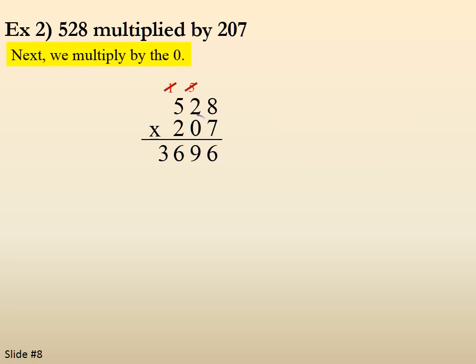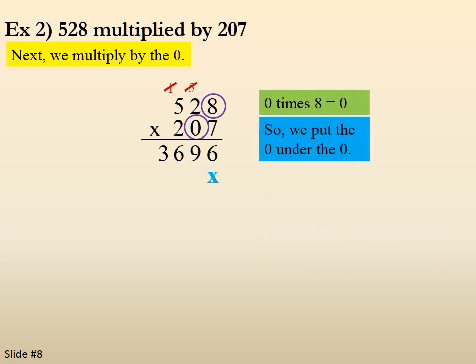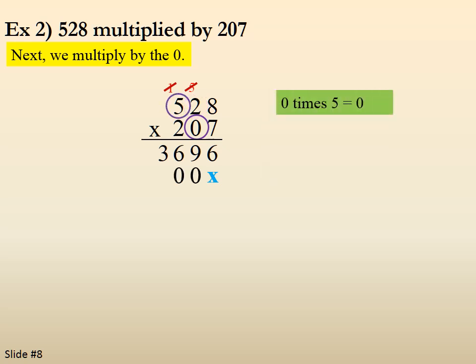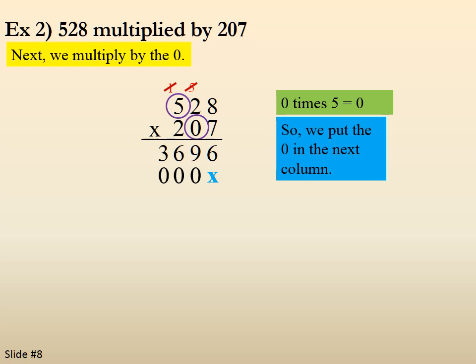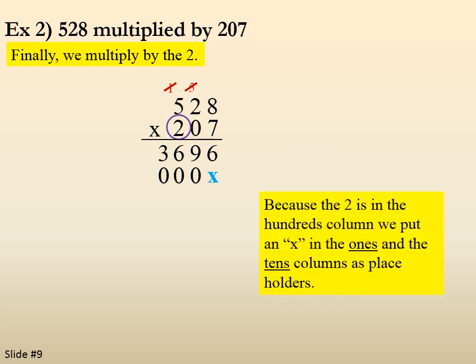Now we're going to move to the 0. And again, because the 0 is in the tens position, I'm going to put a placeholder in the ones position. 8 times 0 is 0, so I put a 0. 0 times 2 is 0, so I put a 0. 0 times 5 is 0, so I put a 0. That was an easy row. Okay, now we move over to the 2. Now the 2 is in the hundreds position, so I'm going to put placeholders in the ones and tens columns.